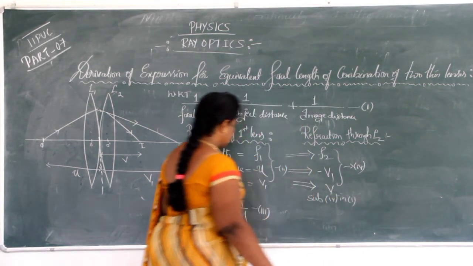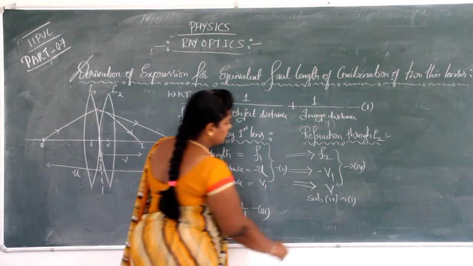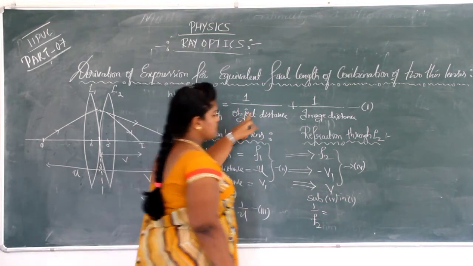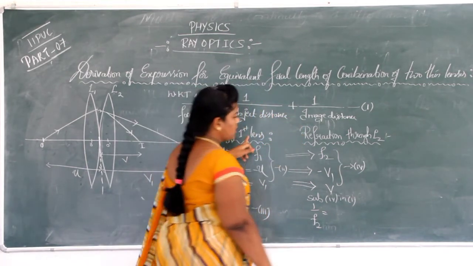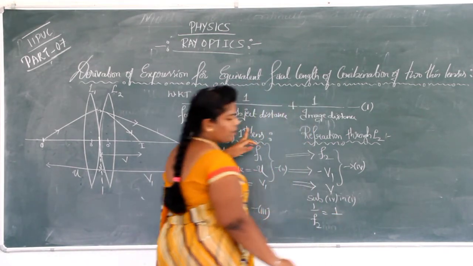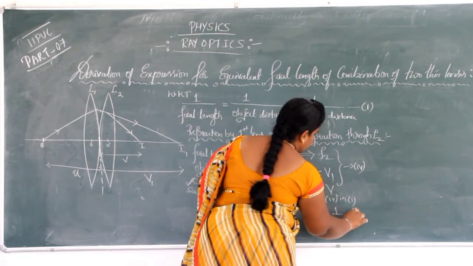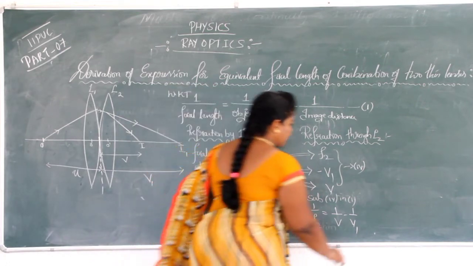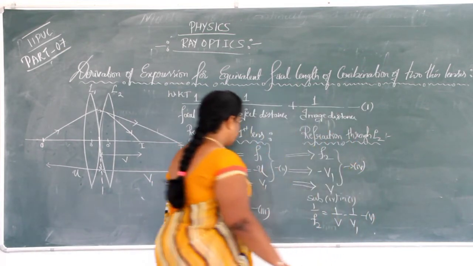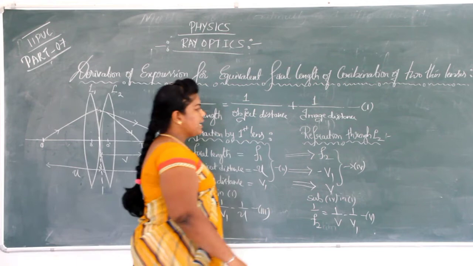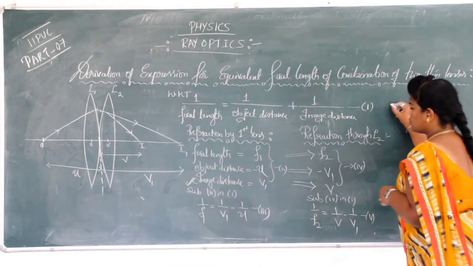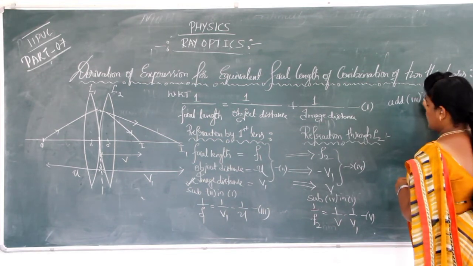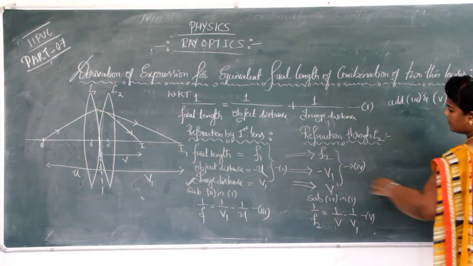So what you will get? See here, 1 by focal length, that is 1 by f2, is equal to 1 by object distance plus 1 by image distance. So 1 by image distance is 1 by v, minus 1 by v1 for the object distance. Take it as equation number 5. So we have the two equations, equation 3 and equation 5. Let us add those two equations. Add equation 3 and equation 5. So what we will get?